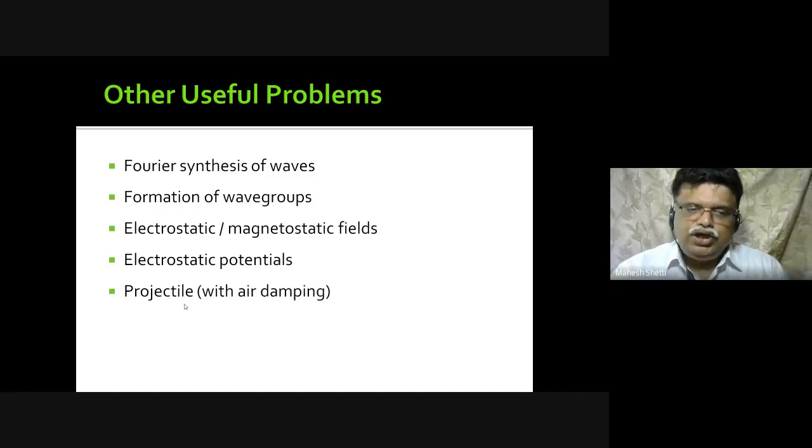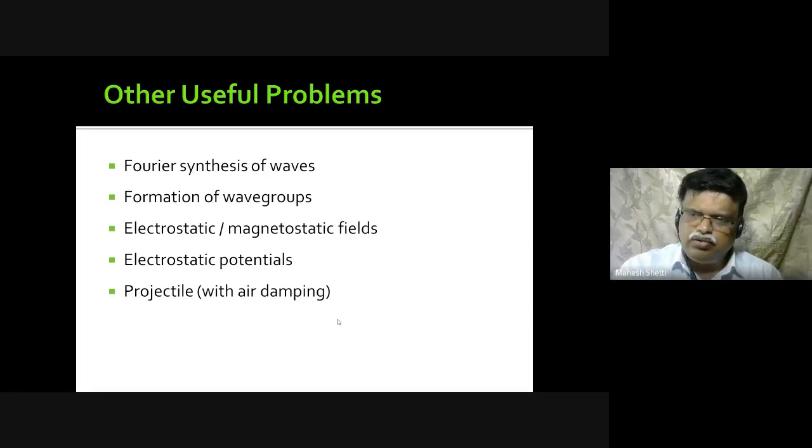You can do projectile motion as a two-dimensional problem. So x direction and y direction velocity, and the gravitational field is constant along the y direction. But you can add damping, and you can see how projectile motion behaves.